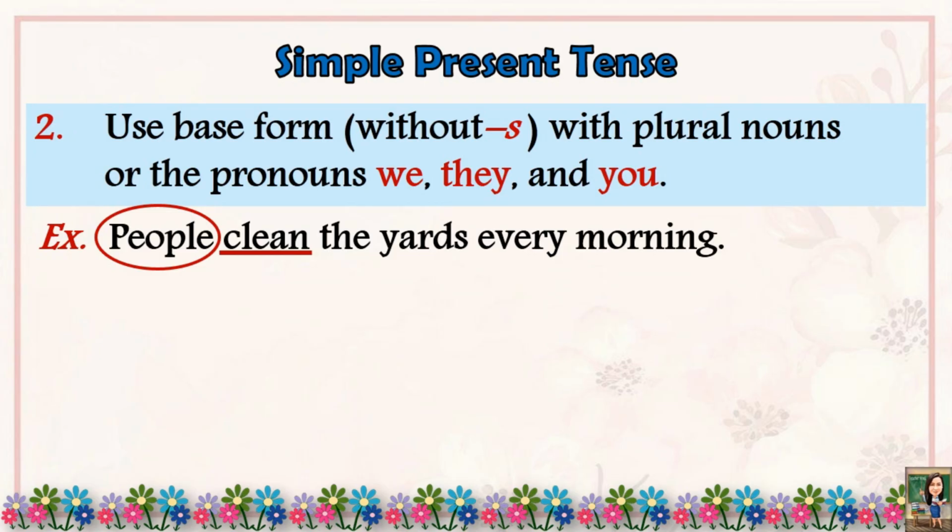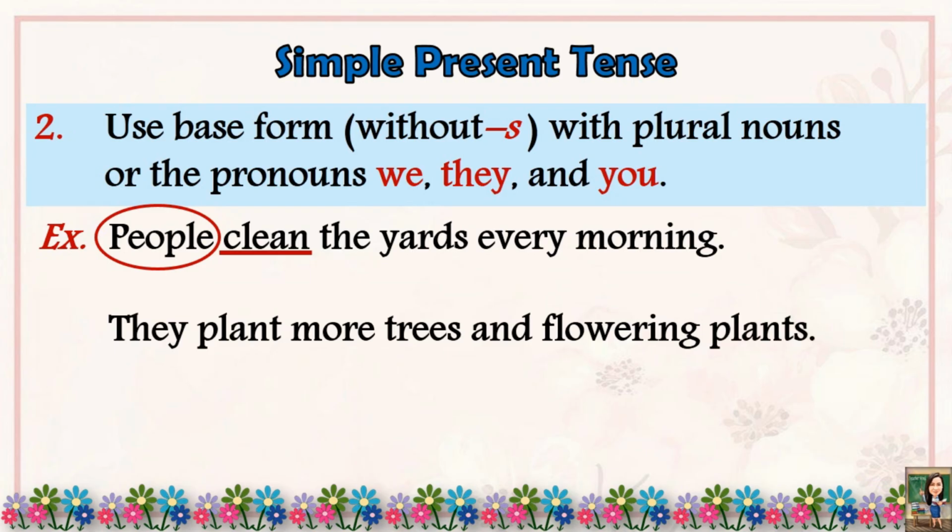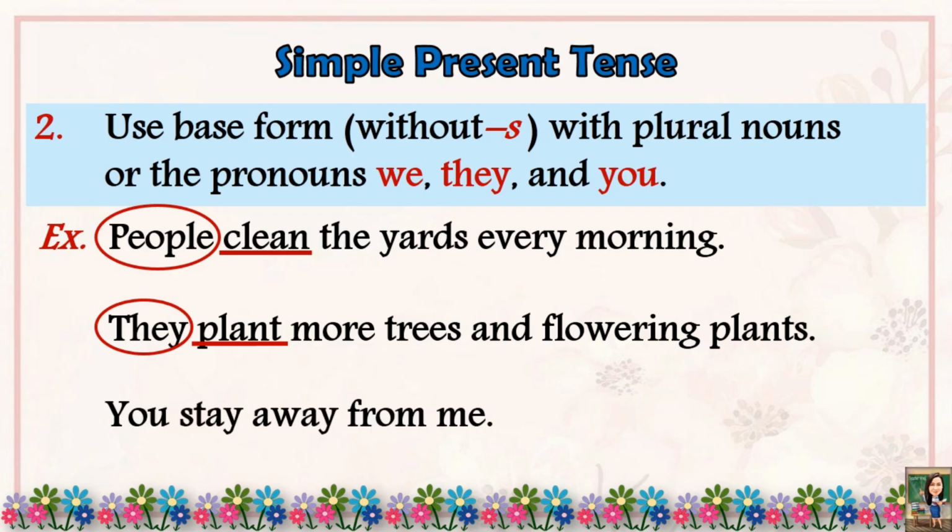Another example, they plant more trees and flowering plants. The pronoun in this sentence is they. It is in plural form. And the verb is plant, without adding S. Another example, you stay away from me. So the pronoun in this sentence is you. And the verb is stay, without adding S.